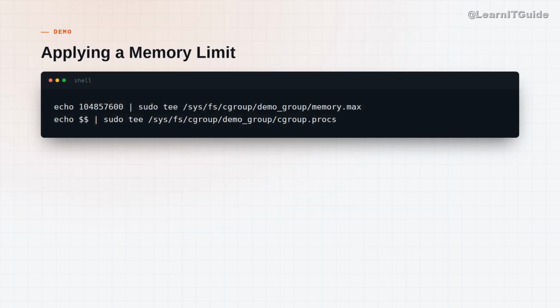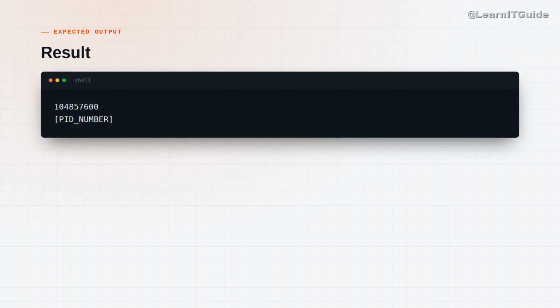Let us apply a limit. Line 1 sets the memory maximum to 100 megabytes by writing the bytes to the memory.max file. Line 2 uses the shell variable for the current process ID and writes it into this cgroup.procs file. Your current shell and any child process it starts is now restricted to that 100 megabyte limit. The output confirms the values were written successfully.